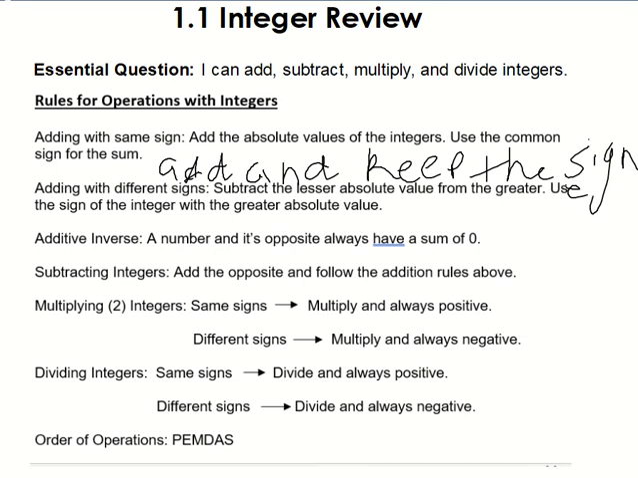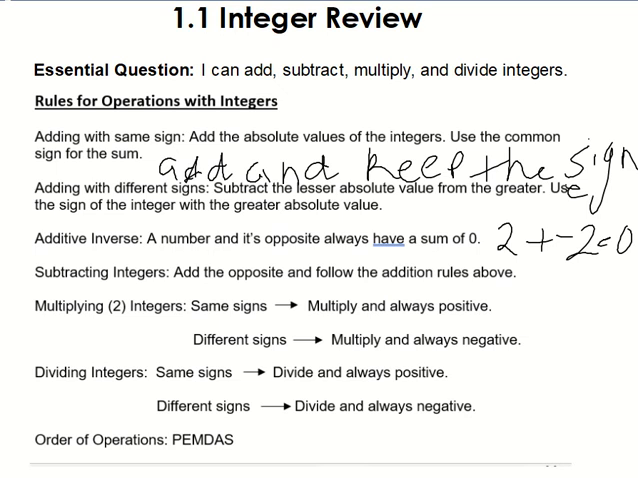The additive inverse is where we add numbers and their opposites, and we always get a sum of 0. So that's where we can take 2 plus -2, and it will always equal 0. Inverse, remember, also means opposite.